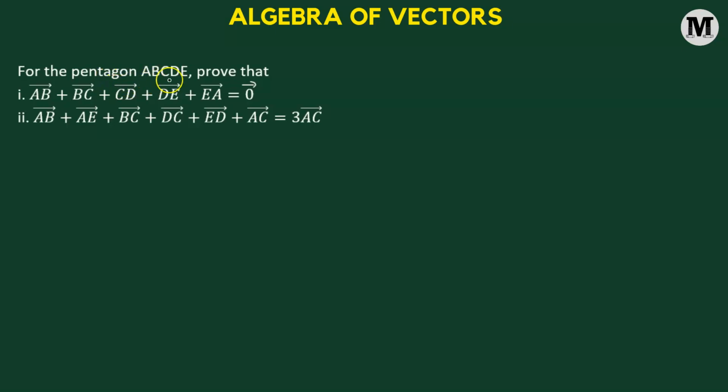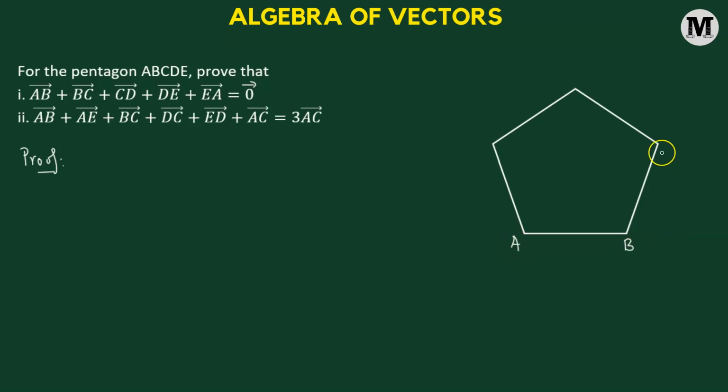For the pentagon ABCDE, we need to prove the following. Let us begin. First, we will consider a pentagon with vertices A, B, C, D, and E.